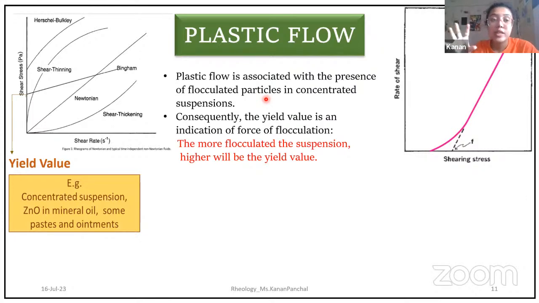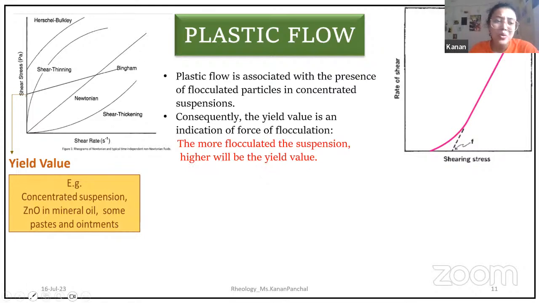More or less, usually concentrated systems will exhibit this flow, concentrated suspensions, and that also the ones which are flocculated. I hope you all have an idea of flocculated, deflocculated. We'll be studying about that property in depth when we do coarse dispersion and suspensions. Okay? So concentrated suspensions jo flocculated hote hain, they exhibit your plastic flow usually. Okay. Consequently, the yield value is an indication of the force of flocculation. Matlab, the more flocculated the suspension is, the higher will be the yield value.